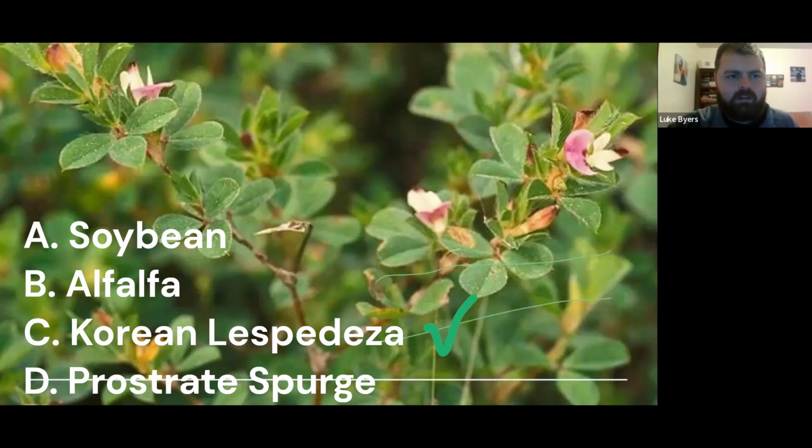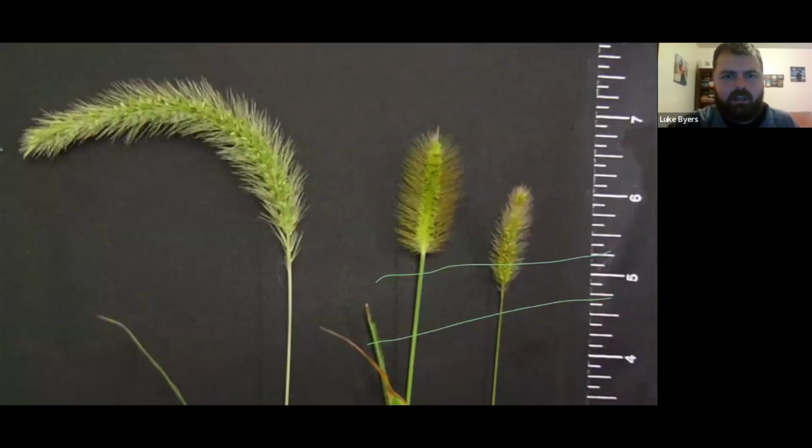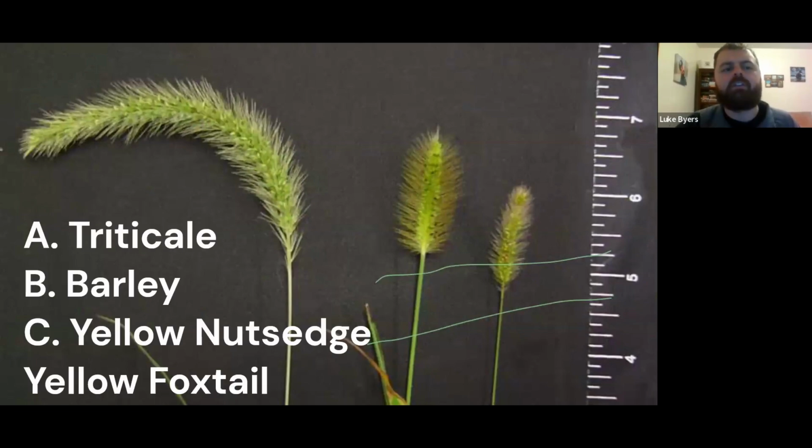All right. Next one. Number 9. Is it triticale, barley, yellow nutsedge, or yellow foxtail? This one should be pretty easy.